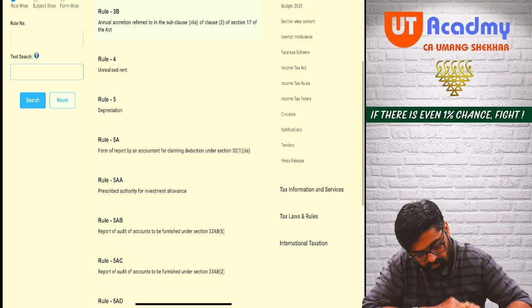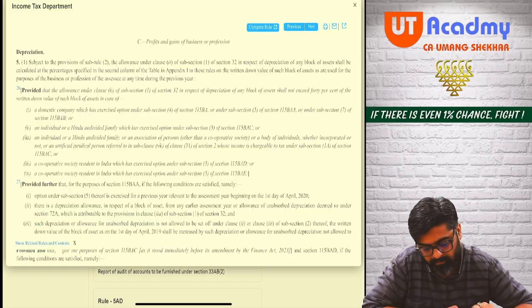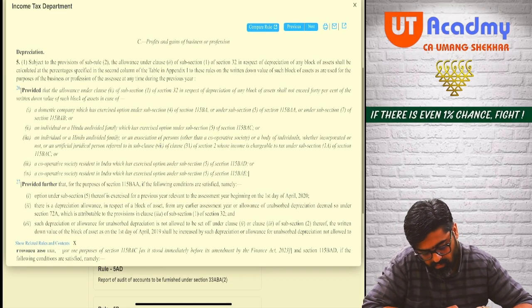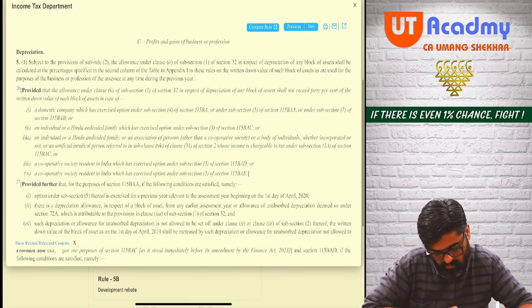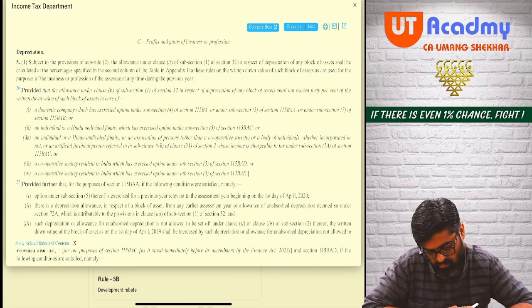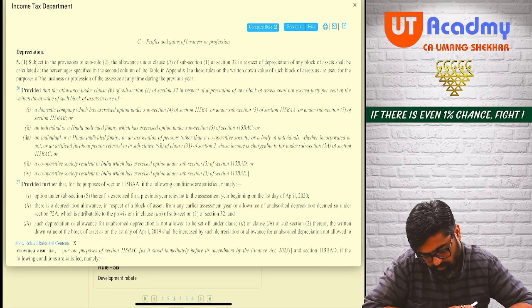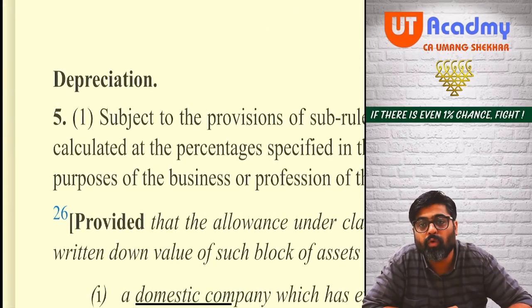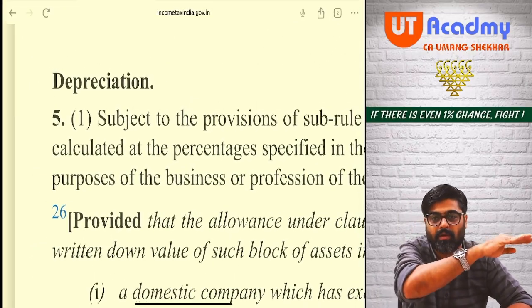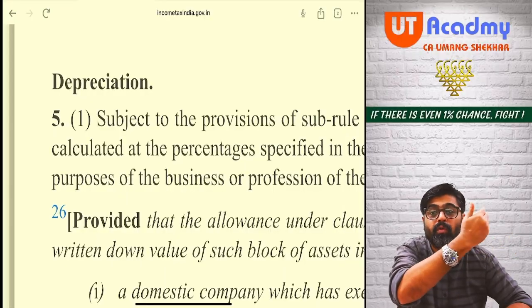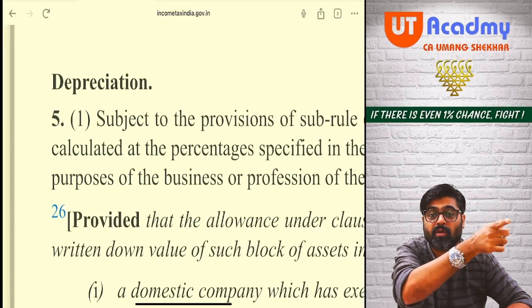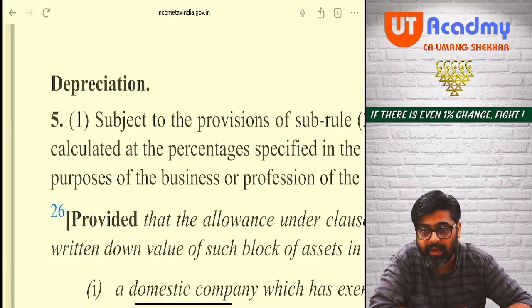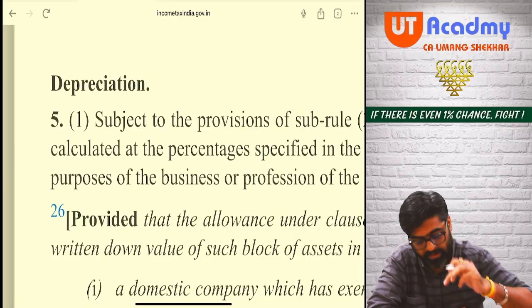Rule 5. Depreciation. Can you see depreciation? In 5(1), this is Rule 5(1). Rule 5(1) will be applicable later on when we are going to calculate the normal depreciation under clause 2. Yes or no? Likewise, there is Rule 5 sub rule 1A.